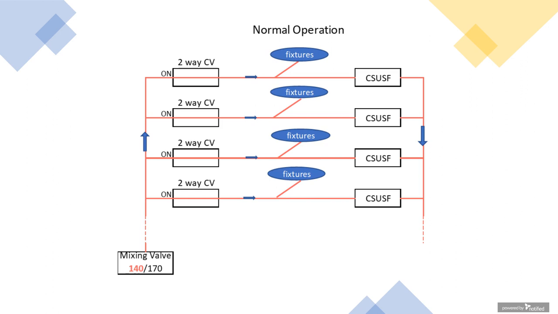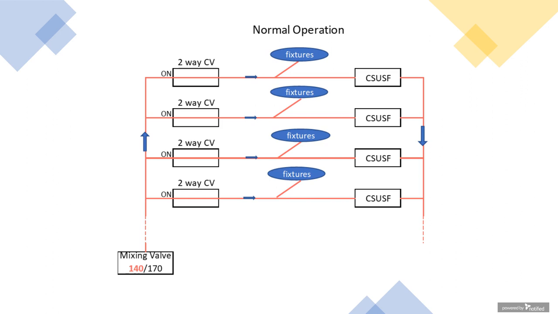So in this example here, these two-way control valves are all basically in the on state. And as you look at the bottom here, I have a single hot water source combined with a mixing valve that has capability of providing either 140 or 170 degree water. So the state of that hot water system right now is producing 140 degree water through the mixing valve through all the branches in the system.